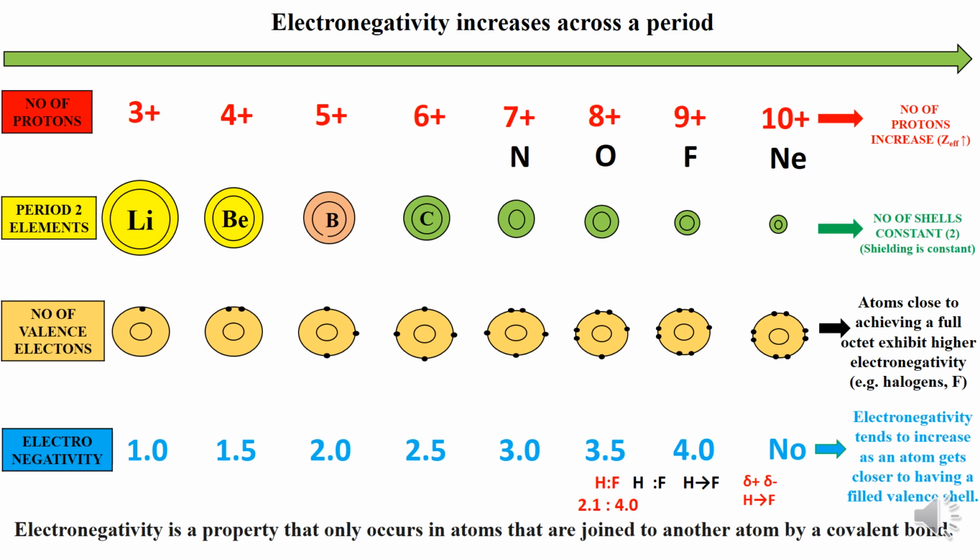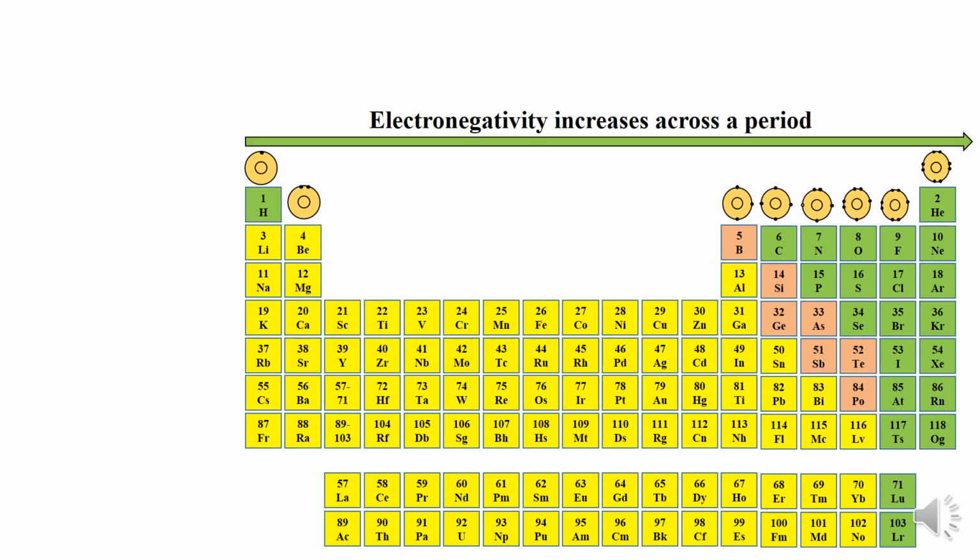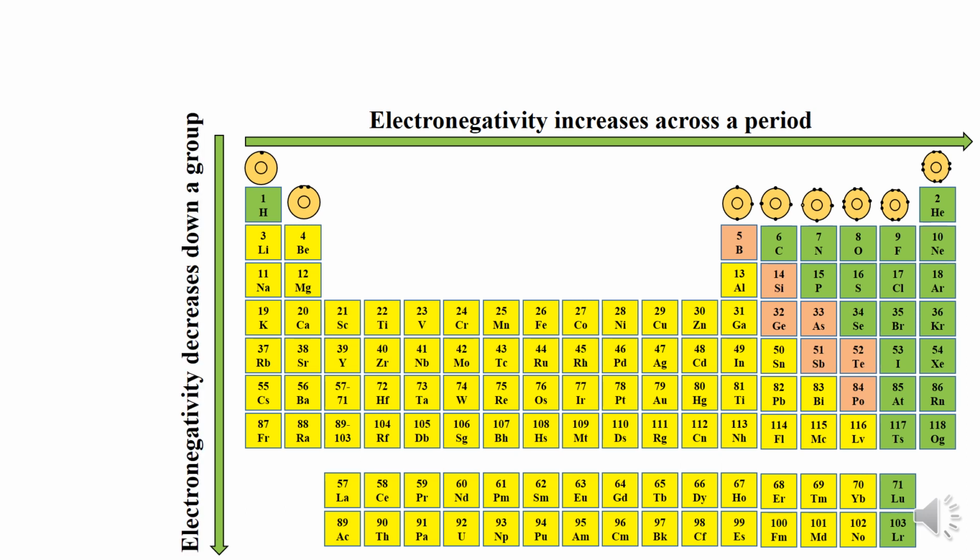And that is why hydrogen fluoride has a higher electronegativity value, and therefore hydrogen fluoride molecule is more polar as compared to hydrogen chloride. So let me summarize the periodic trends in electronegativity. Going across a period from left to right in the periodic table, electronegativity value increases, while the electronegativity value decreases going down a group from top to bottom.